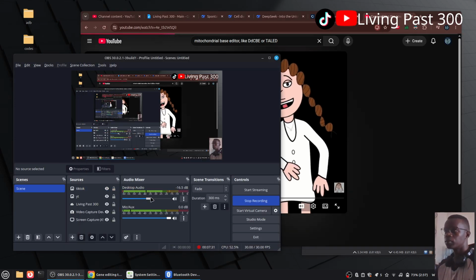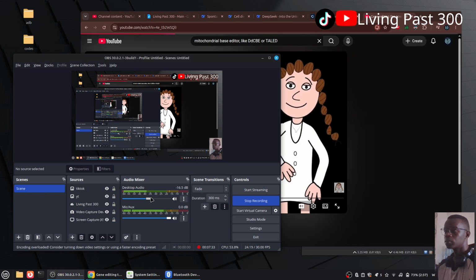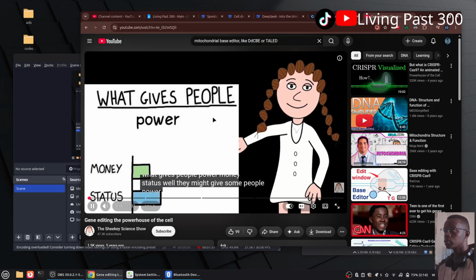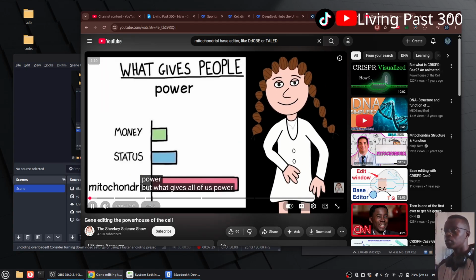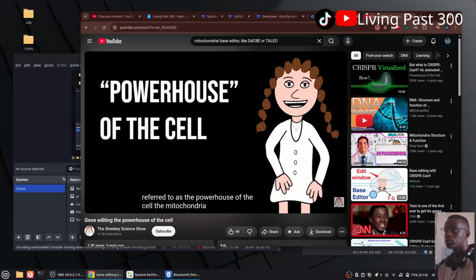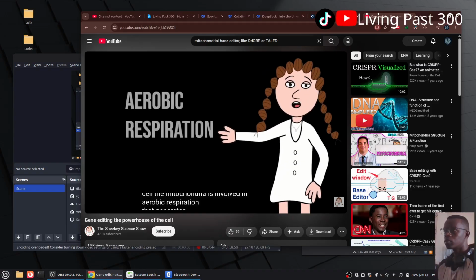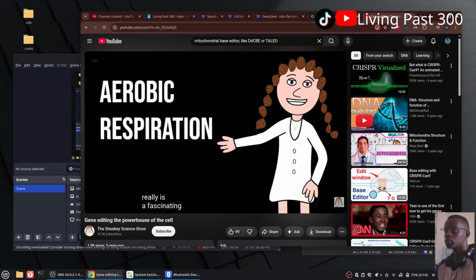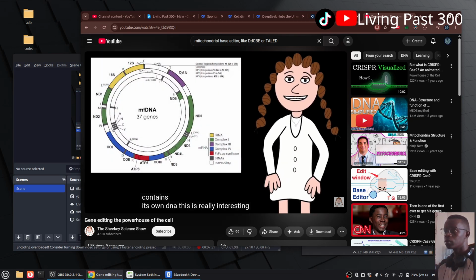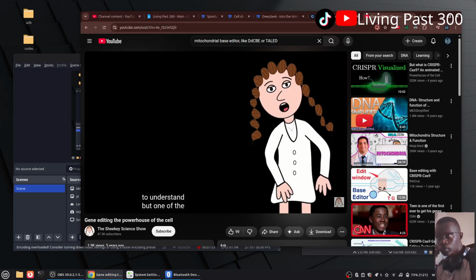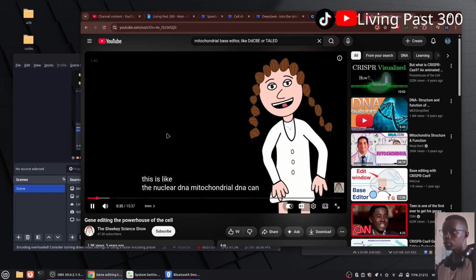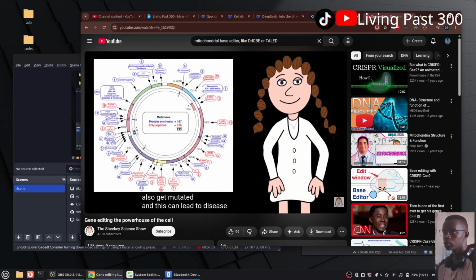What gives people power? Money? Status? Well, they might give some people power, but what gives all of us power is our mitochondria. Referred to as the powerhouse of the cell, the mitochondria is involved in aerobic respiration that generates energy for the cell. It really is a fascinating organelle, and it also contains its own DNA. One of the problems associated with this is that, like nuclear DNA, mitochondrial DNA can also get mutated, and this can lead to disease.